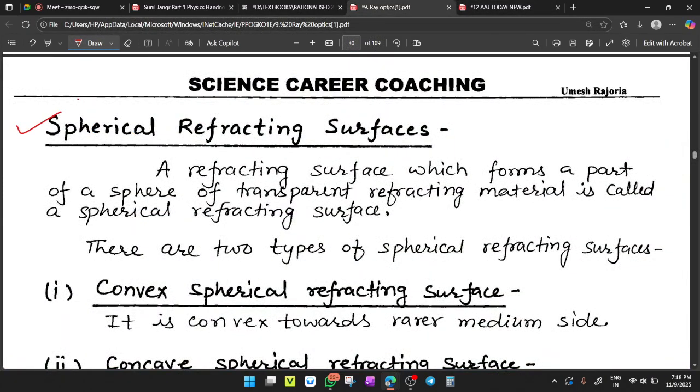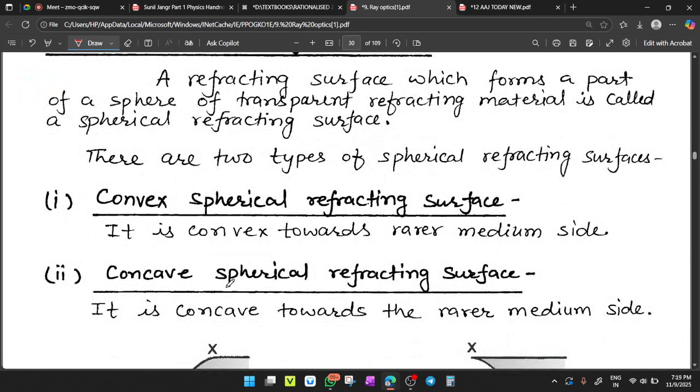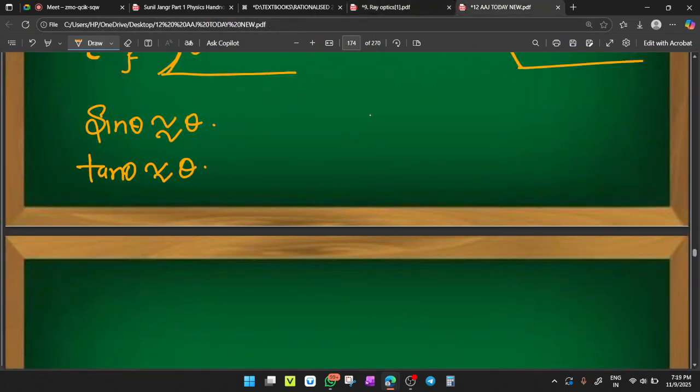A spherical refracting surface is a refracting surface which forms a part of a sphere of transparent refracting material. There are two types of spherical refracting surface. One is called the convex spherical refracting surface, and another one is the concave spherical refracting surface. The convex spherical refracting surface is convex towards the rarer medium.